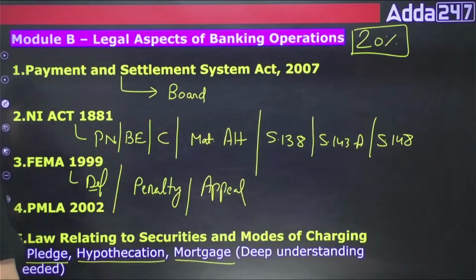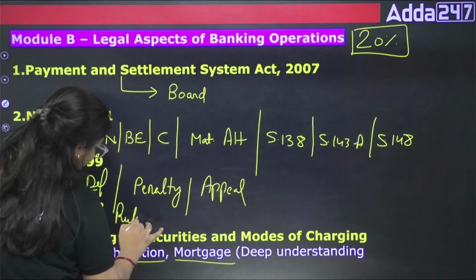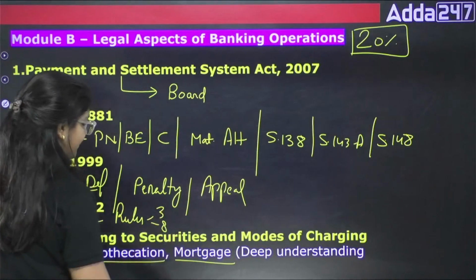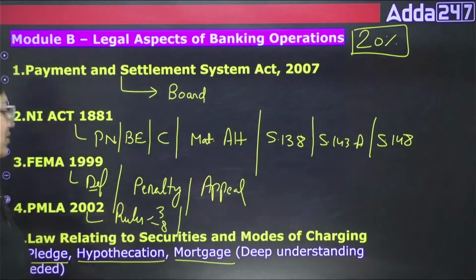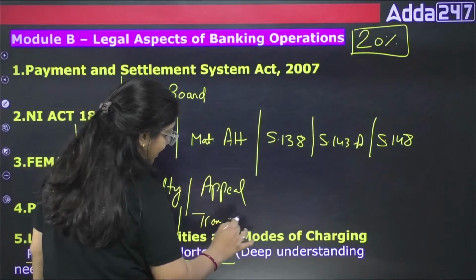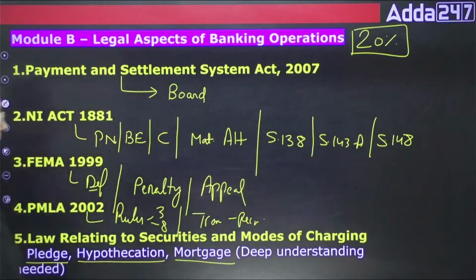Then, guys, we have the Prevention of Money Laundering Act. In it, the rules are very important: rule number 3 and rule number 8. Also, we have to study the transaction and record terms. That is important. So these are the important topics of your module B.